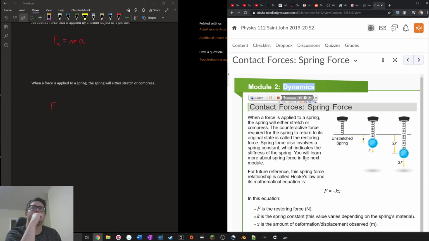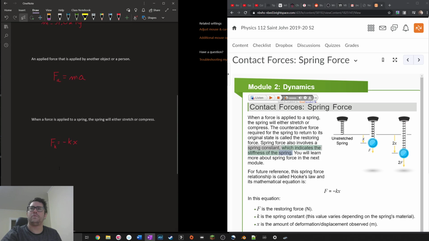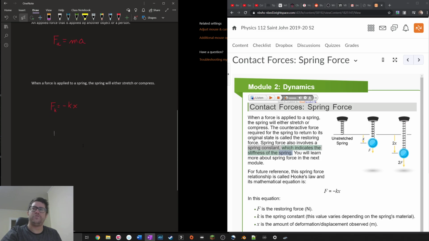Module 2, Dynamics. Contact forces, spring force. When a force is applied to a spring, the spring will either stretch or compress. The counteractive force required for the spring to return to its original state is called the restoring force. Spring force also involves a spring constant, which indicates the stiffness of the spring. So this is kind of a new formula because it's a new phenomenon.